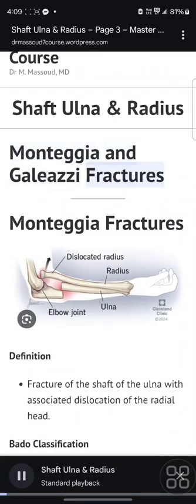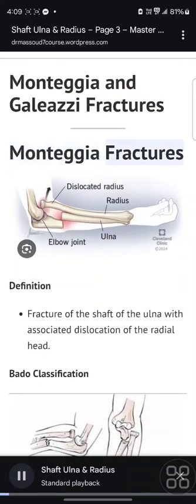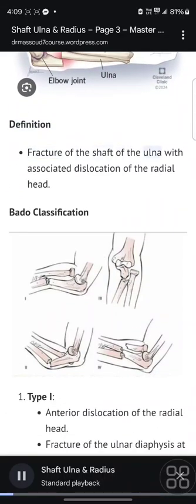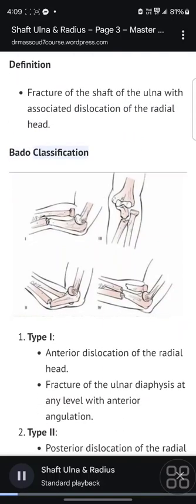Monteggia and Galeazzi fractures. Monteggia fractures. Definition: fracture of the shaft of the ulna with associated dislocation of the radial head. Bado classification.